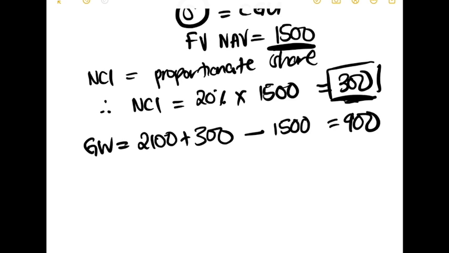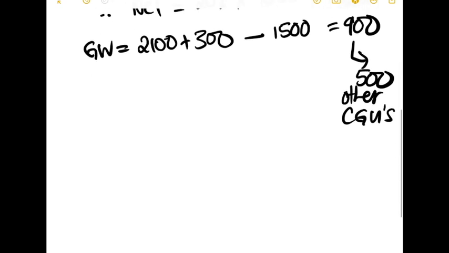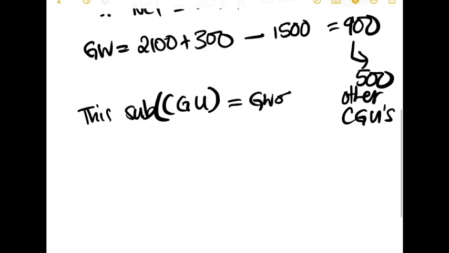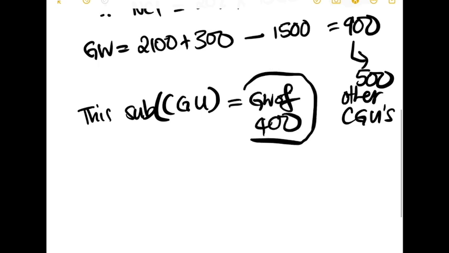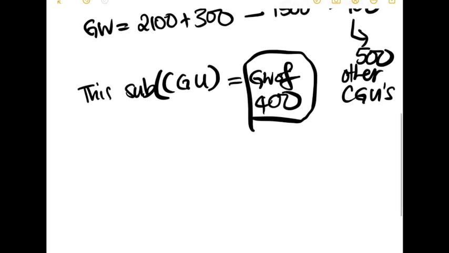Because other cash generating units of the parent are expected to benefit as well from the synergies of this combination, the question tells us that goodwill of 500 relating to those synergies has been allocated to other CGUs. So of this 900, 500 has gone to other CGUs, which means that for this subsidiary, which is a CGU, we're dealing with goodwill of 400. That's the goodwill that we're looking at over here.